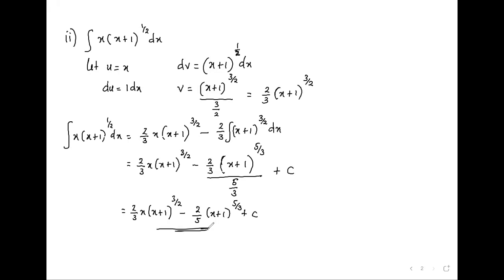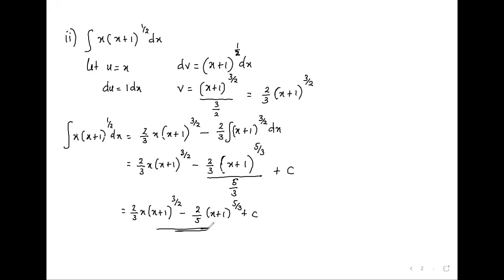Another question. If we're flipping, like if we take the 5 over 3 on top, doesn't it become 3 over 5 times that whole thing? It does. It becomes 3 over 5 times 2 over 3. So the 3's will cancel.